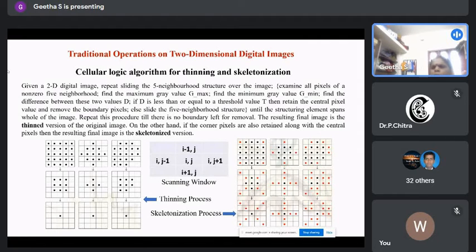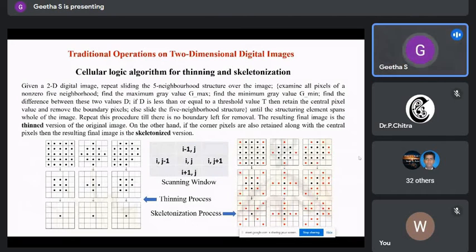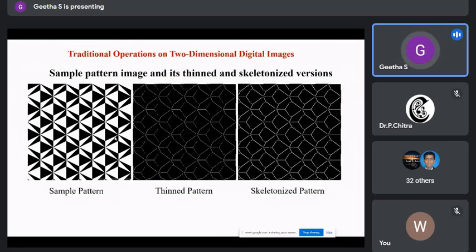Repeat this procedure till there is no boundary left for removal. So the resulting final image is the thinned version of the original image. The corner pixels are also retained along with the central pixel. Then the resulting final image is the skeletonized version. So this one is the thinning process. This one is the skeletonization process. So this is the example. This is the sample pattern, then the thinned pattern. After that, the skeletonization pattern.